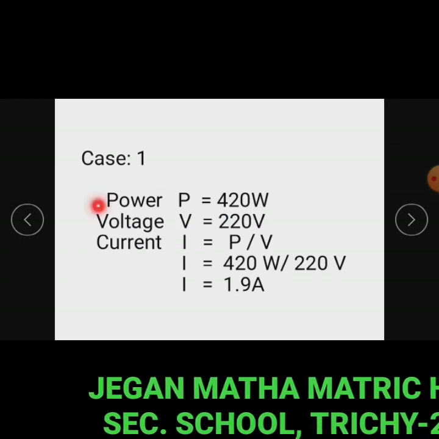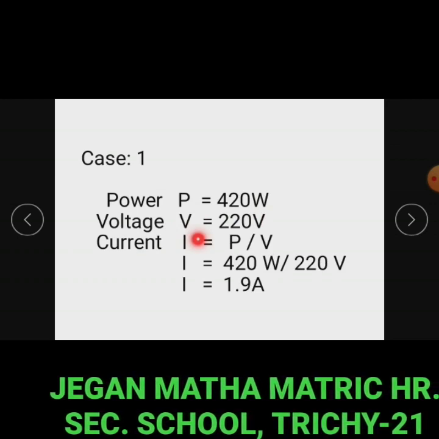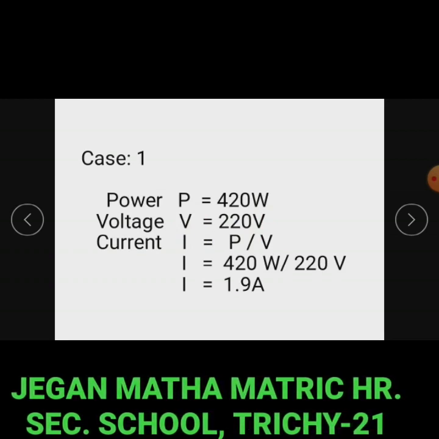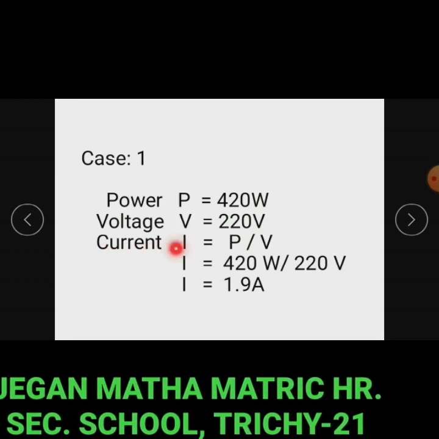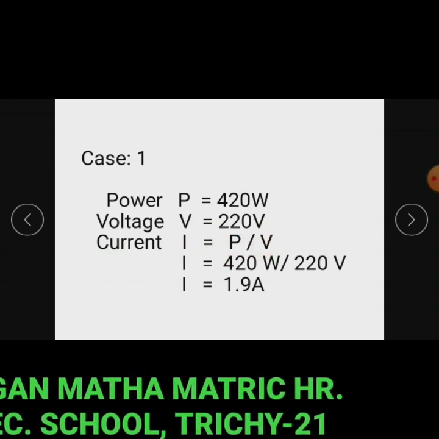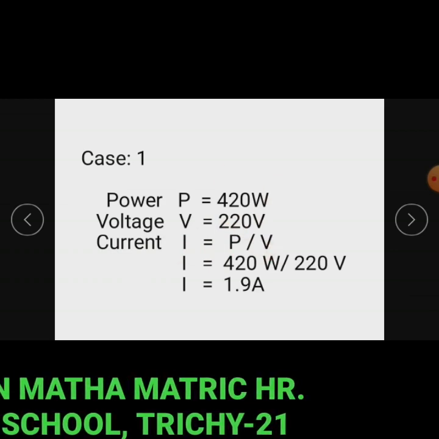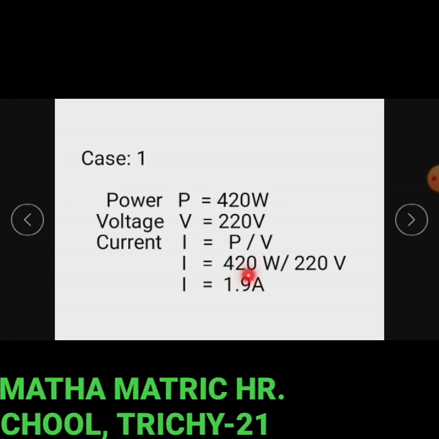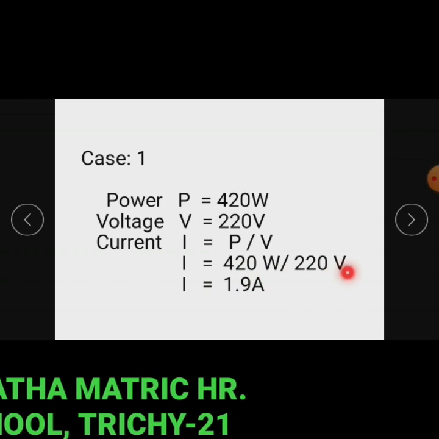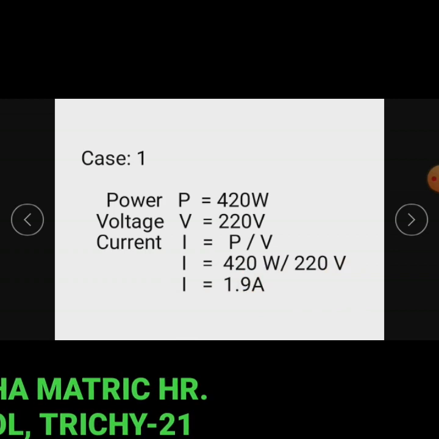Case 1. Power P equal to 420 watt. Applied voltage V equal to 220 volt. From these values, we can calculate current I equal to P by V. Now we substitute the values of P and V in the formula. I equal to P by V equal to 420 volt divided by 220 volt. I equal to 1.9 ampere.